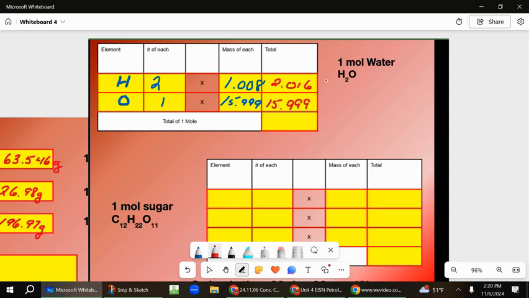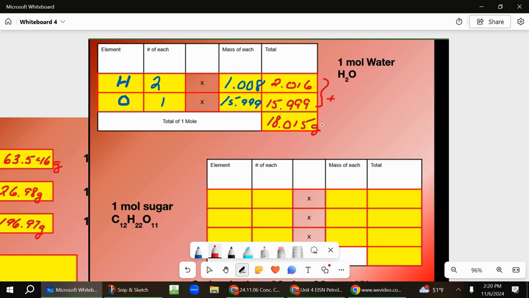Now, ladies and gentlemen, what we are going to do is we are going to add these two numbers together to give us 18.015. Now, when we have 18.015 grams of water, we will have 1 mole of water. So this is how you find what is called the molar mass. So in this container right here, ladies and gentlemen, I have 18.015 grams of water. Okay?